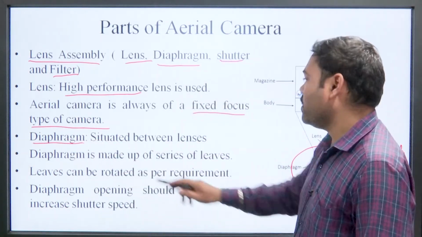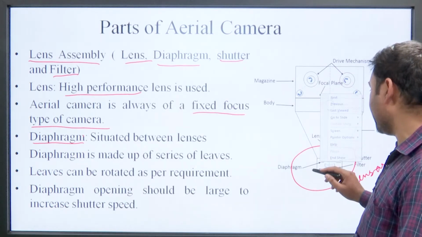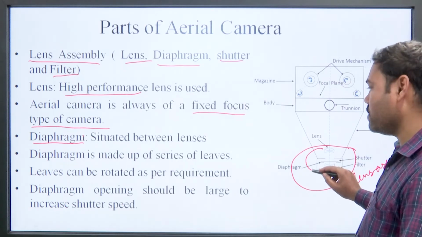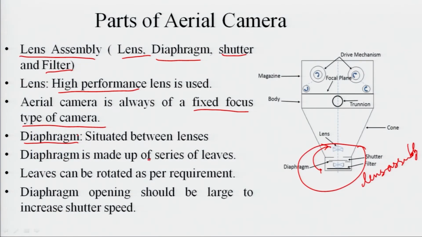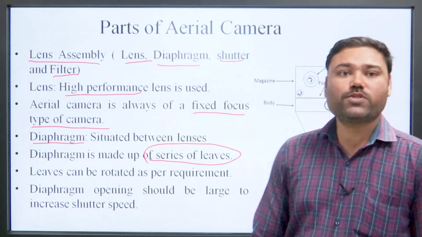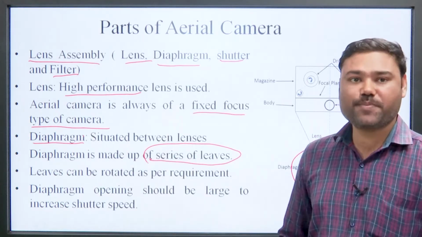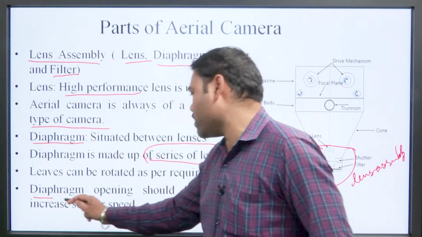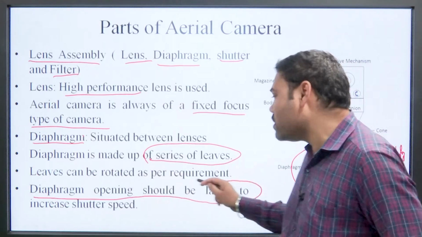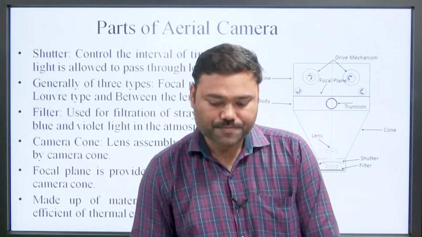The diaphragm is situated between two lenses. It is made up of a series of leaves, and that series of leaves can be rotated as per requirement. The diaphragm is also used as an opening for increasing the shutter speed. Therefore, the diaphragm opening should be large to increase the shutter speed.